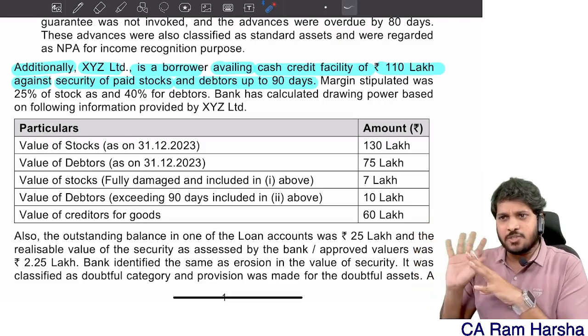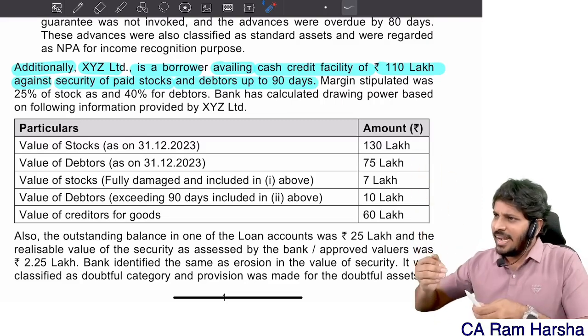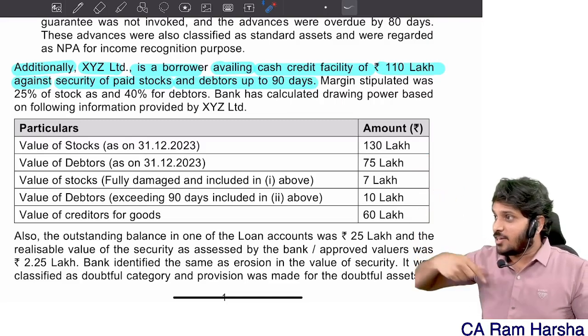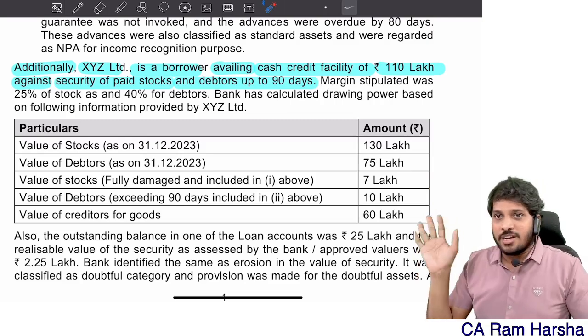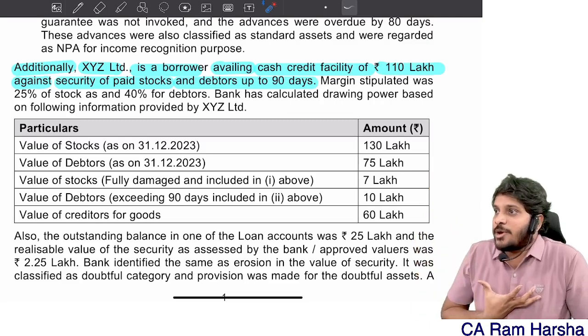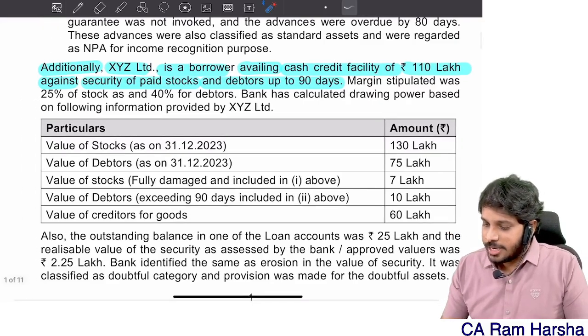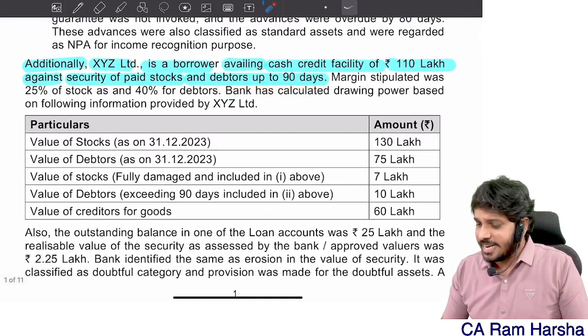Not entire inventory is paid stock. Out of that, some stock is belonging to creditors. Until I repay them, creditor will have a first right on that, right? If I do not repay, he can come back and take the inventory, yes or no. So that I cannot give it as a security because that's first of all not my own asset in absolute sense. Correct? So security of paid stock and debtors up to 90 days.